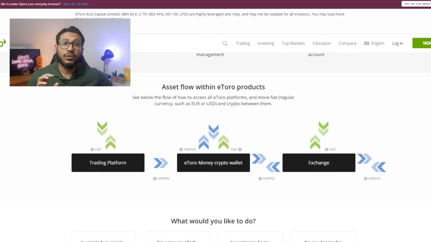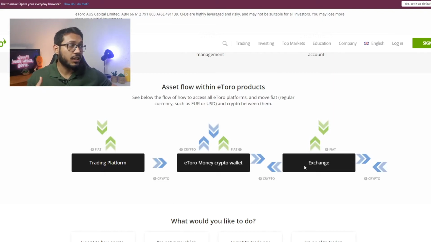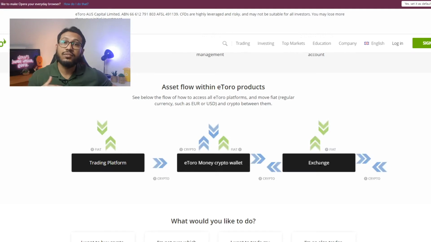Also, if you have eToro X in your country, then you can send and receive cryptocurrency from the eToro money wallet into the eToro X exchange, where you can send and receive cryptocurrency to another external party, or you can send and receive fiat currency as well.